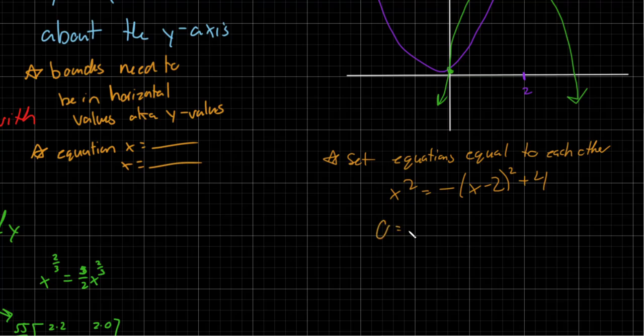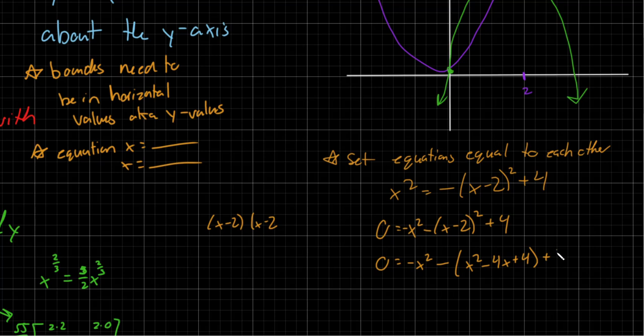Okay, so 0 equals negative x squared minus x minus 2 squared plus 4? Is that what you want to do? That's good, Angel. Okay, what should I do next? I got something squared. Let's FOIL this out, okay? So x minus 2, x minus 2. I have negative x squared. There's still a negative there, so let's keep it. So x squared minus 4x plus 4 plus 4.